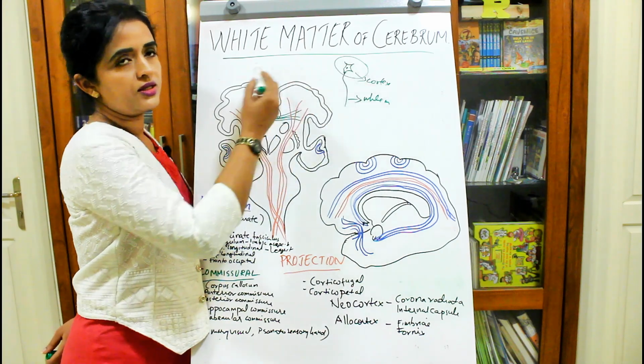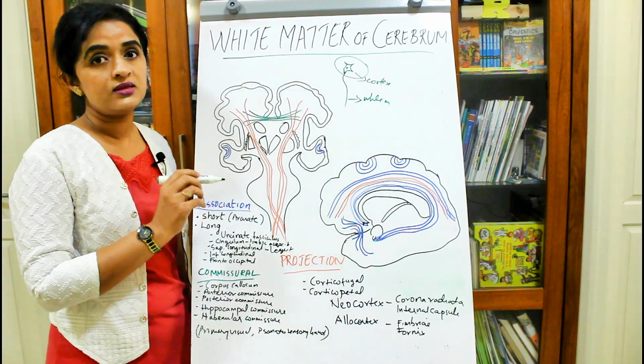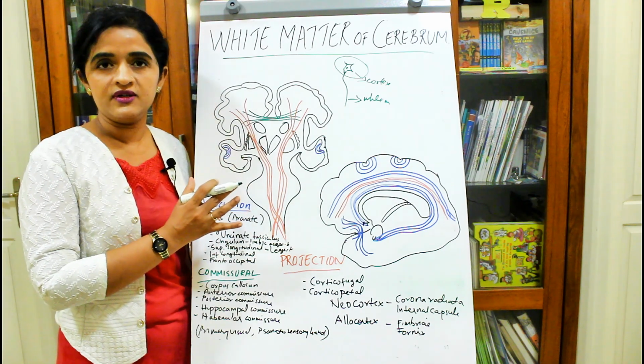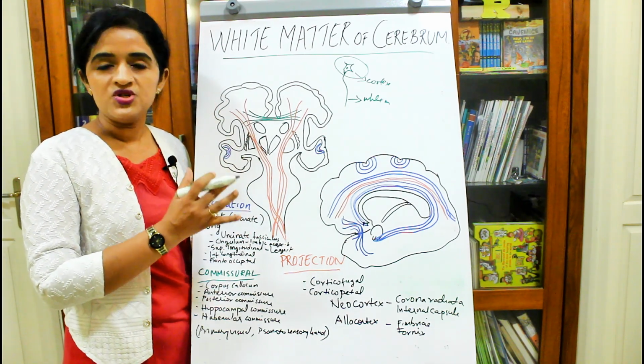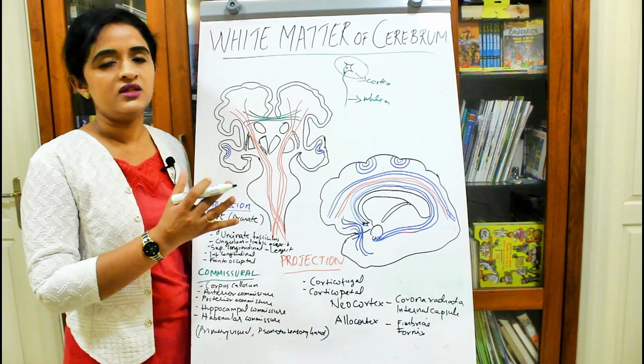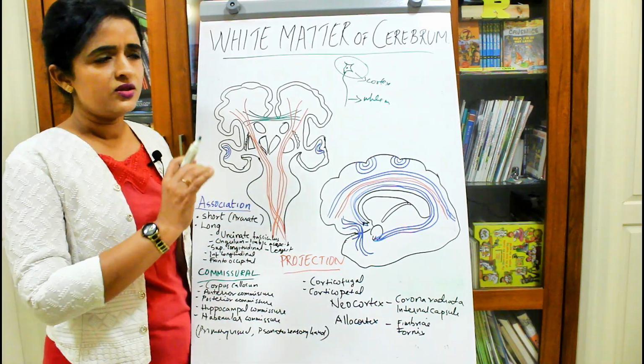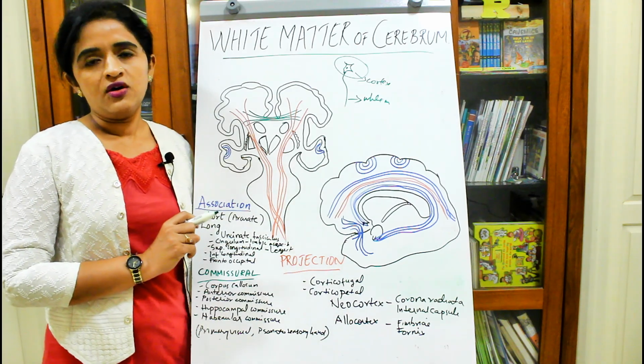So in the cerebral cortex, if you look, you will be mostly seeing the cell bodies of the neurons, and the major bulk of the cerebral hemispheres, it is the white matter, which is made up of nerve fibers and the neuroglial cells, the concerned neuroglial cells. Okay, so that is about the white matter of cerebrum.